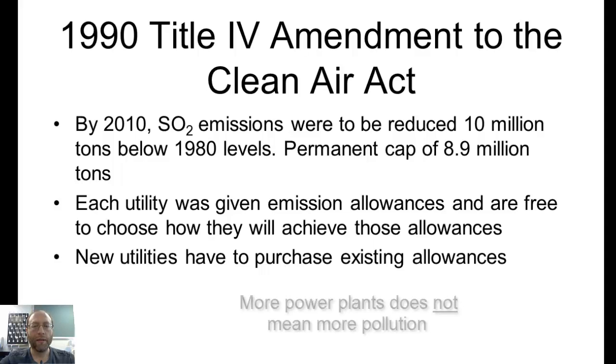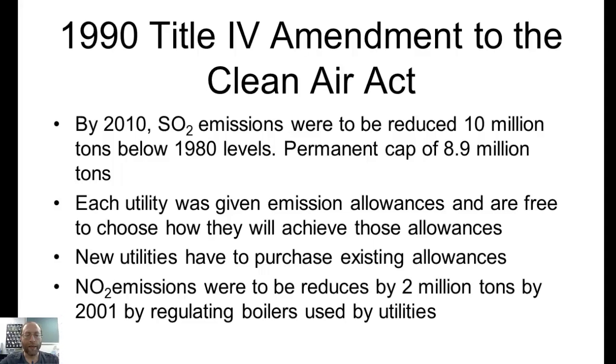So at this point, there are no new allowances being given out by the EPA. Everything is capped off, so if utilities want new ones, they have to purchase them from other companies. And other companies are able to make them available by not polluting as much. They're able to pollute less by increasing energy efficiency, by adding things like scrubbers to remove the pollutants from their smokestacks, or other things. Also, NO2 emissions were to be reduced by 2 million tons by 2001 by regulating boilers that the utilities use.